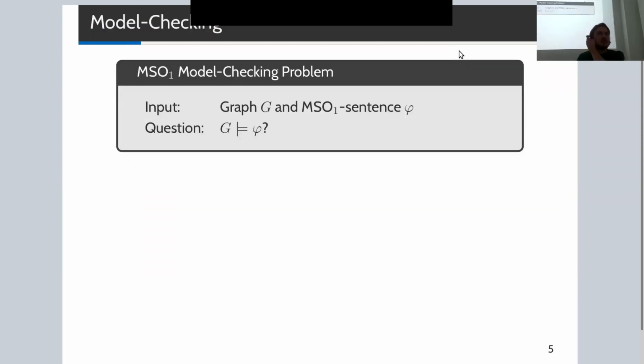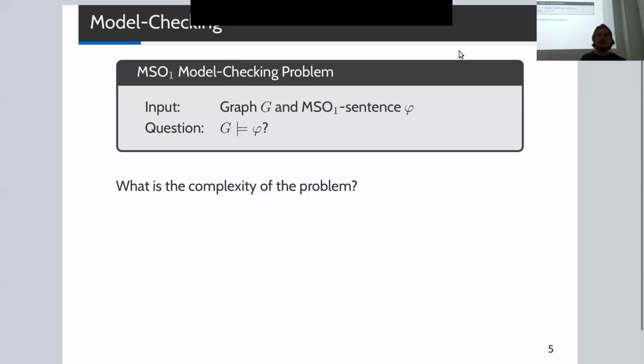So this is now a little bit algorithmic, in terms of model checking. What is model checking? The model checking problem is defined as follows. We have as input a graph G and an MSO1 sentence phi. And the question that we're supposed to answer is whether the formula holds on the graph or not. This is the MSO1 model checking problem, because we're given an MSO1 sentence, but it could in principle be any logic. For every logic, you can define the model checking problem.